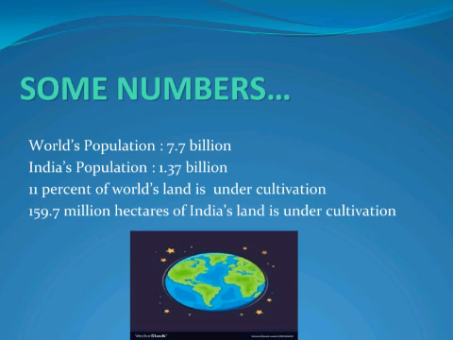So now the next number you see over there, it is 11% of the world's land is under cultivation. See, only 11% is used to grow plants. Now the last is 159.7 million hectares of India's land is under cultivation. You know children, it is basically the second largest country which has such a huge amount of land under cultivation.